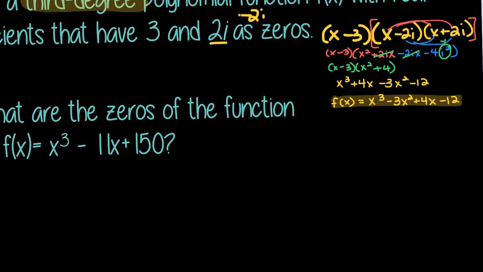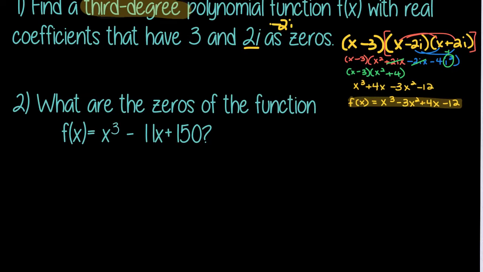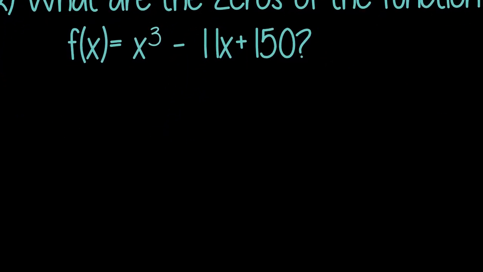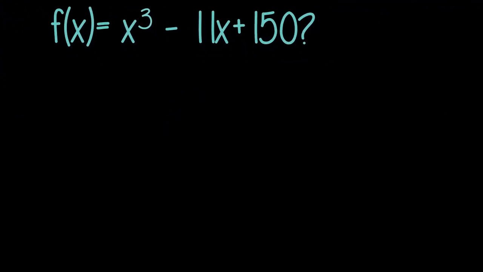Okay, then I want to look at number 2. Number 2 says, what are the zeros of the function f of x equals x to the third minus 11x plus 150? Because I'm not given any information about any of the zeros here, I know I have to start with my possible roots. This is clearly not factorable. It's an x to the third, and there's only 3 terms, so I can't factor by grouping, and I can't use the quadratic. So this is where I build my bank of possible roots.